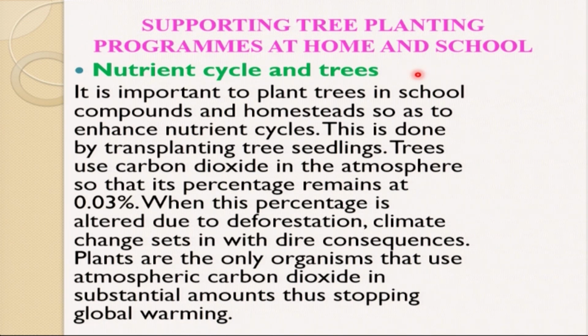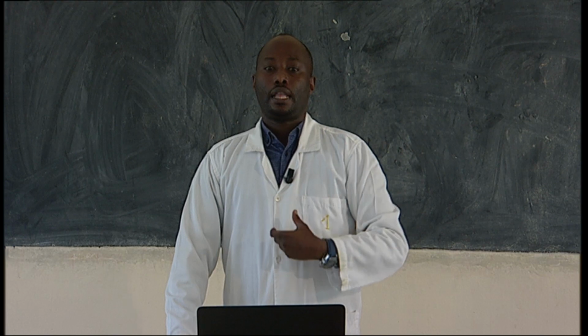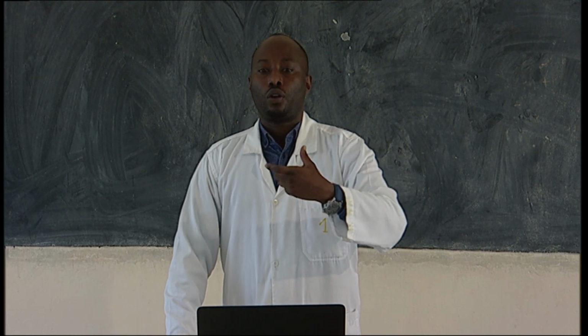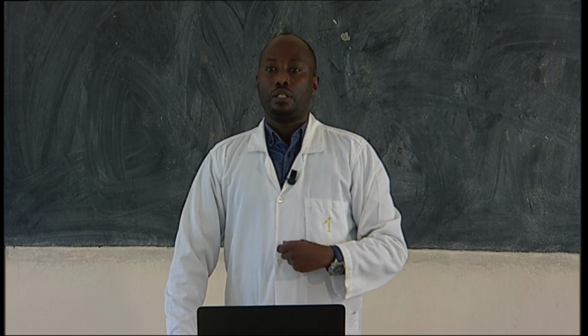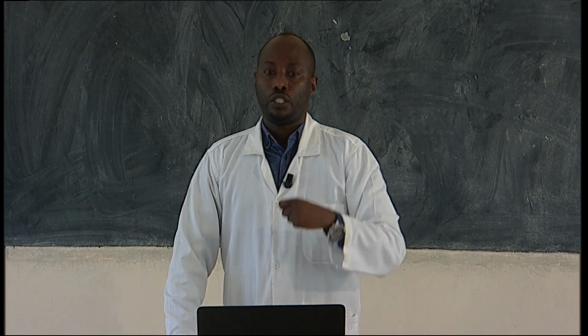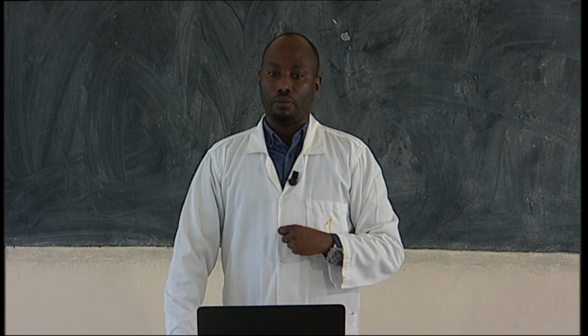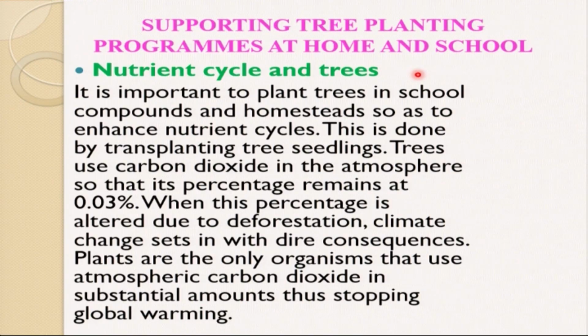Once it exceeds, what will happen? We're going to have what you call global warming. We're going to receive what you call acid rain and other outcomes that can come along with the absence of tree planting or absence of tree programs at our homes. When this percentage is disturbed due to deforestation, climatic change sets in with daily consequences.